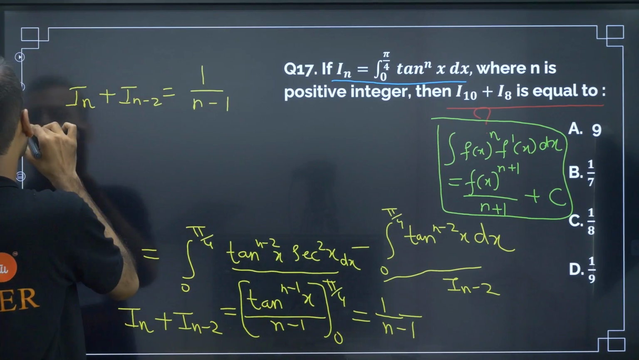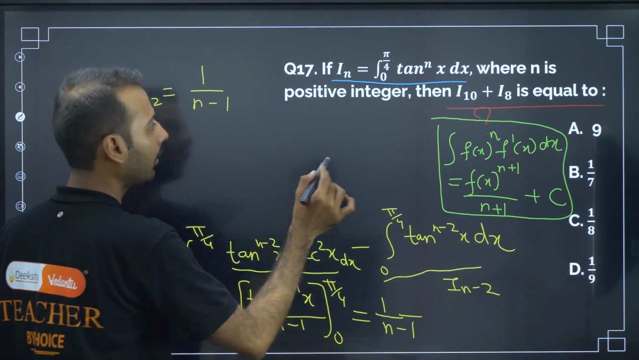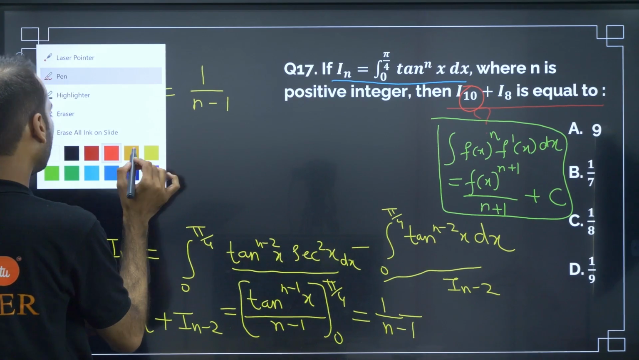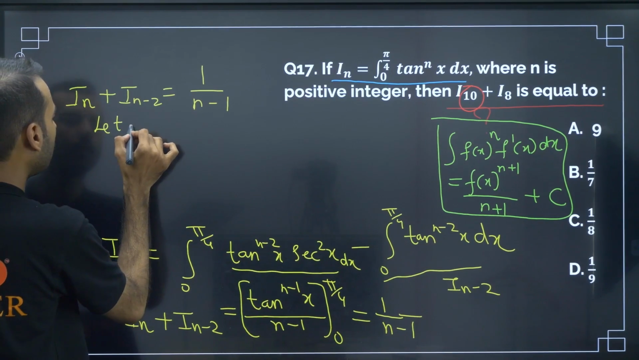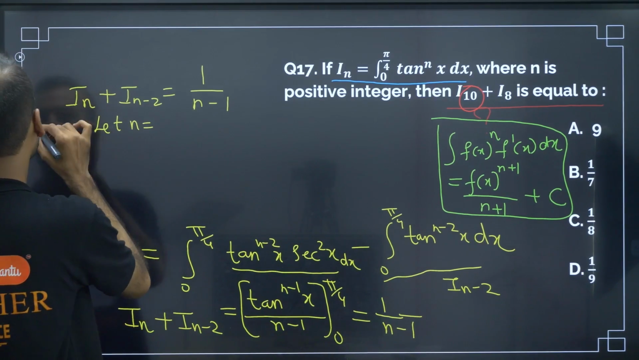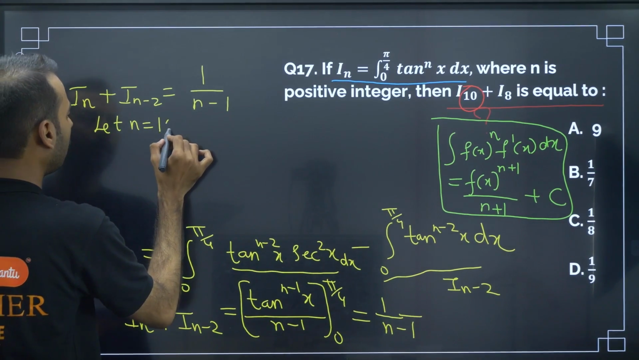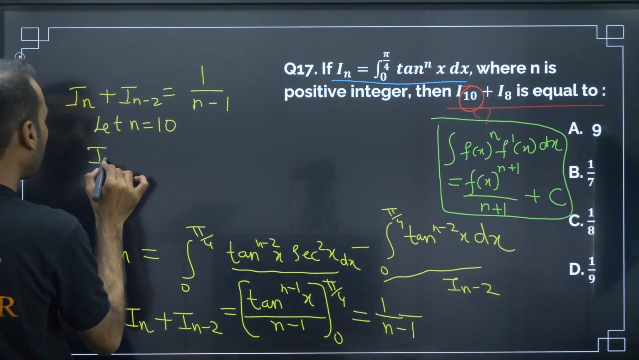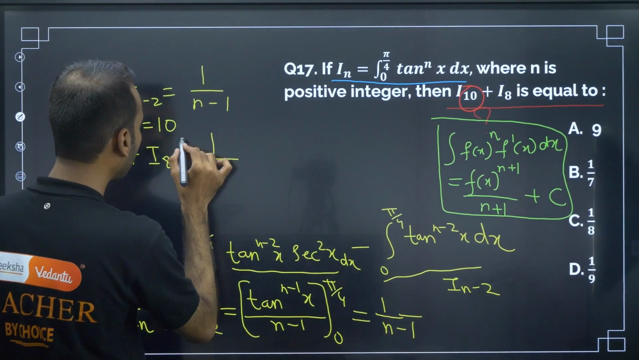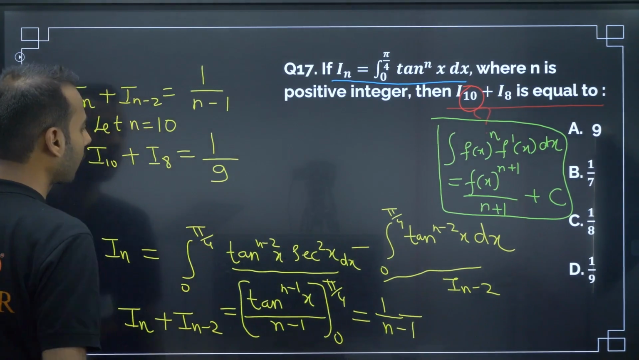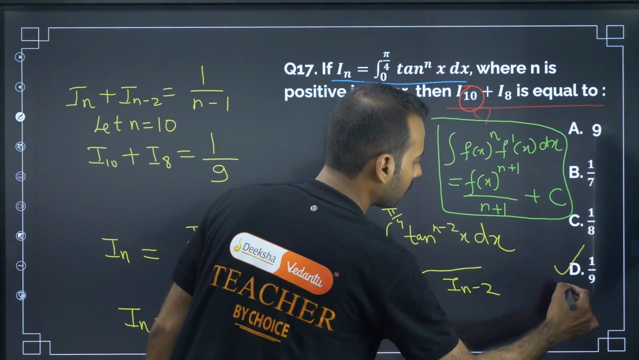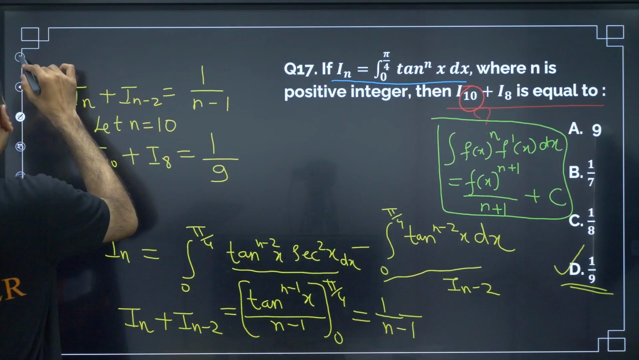Then what are they asking us to find? They want this 10. So let me substitute, let n is equal to 10. So this becomes I10 plus I8 is equal to 10 minus 1, which is 9. So is there any such option like D? Yes, D is the answer. Moving on to the next question.